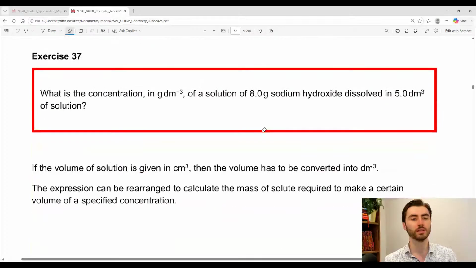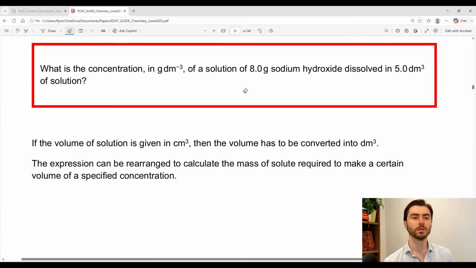Working in solutions. So what's the concentration in grams per decimeter cubed? But it's a good thing I read that because otherwise that would go really badly. It's trivial. I can't even be bothered. You just divide the 2 numbers.